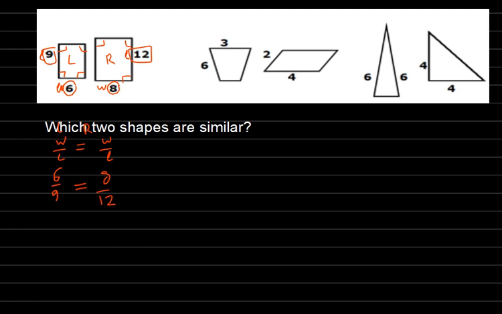6 divided by 9 is 0.6 repeating, and 8 divided by 12, again using a calculator, is 0.6 repeating. They're the same, which means similar shapes. Again, the reason is the angles are the same, and also the proportion of the sides is the same. Let's look at the next example here.